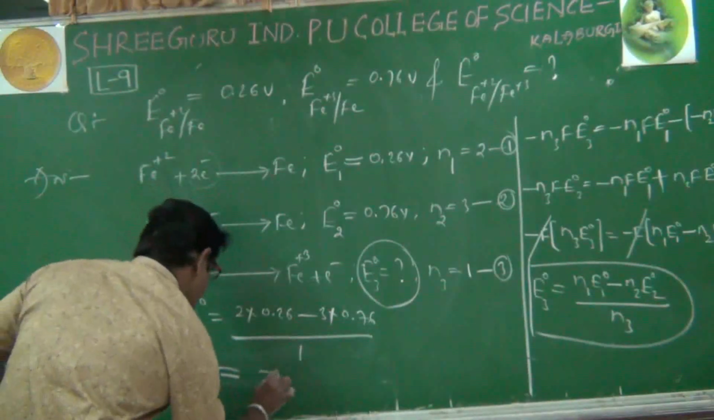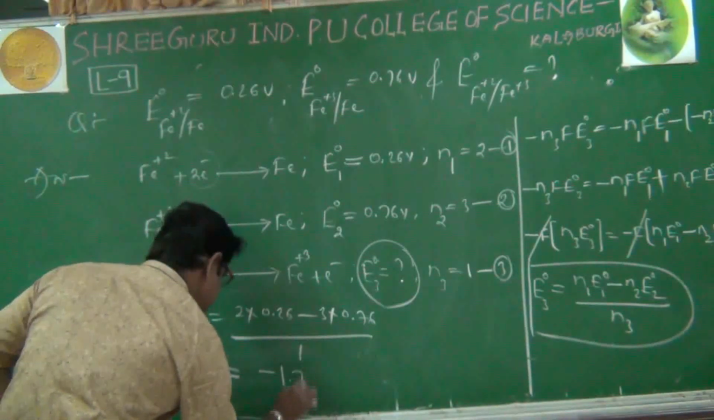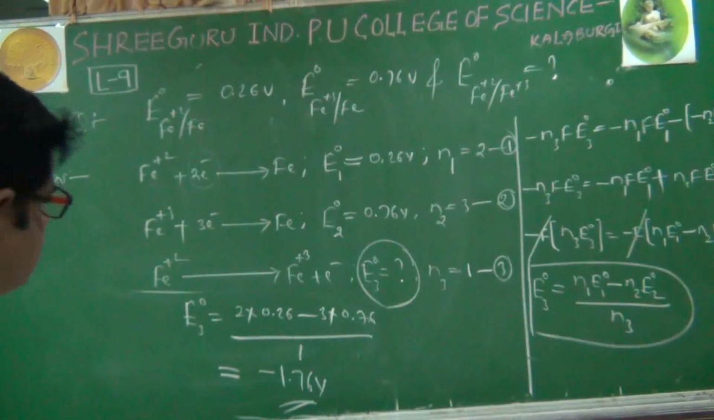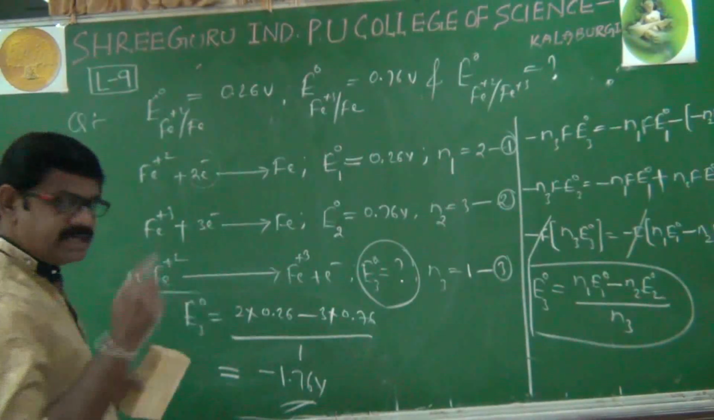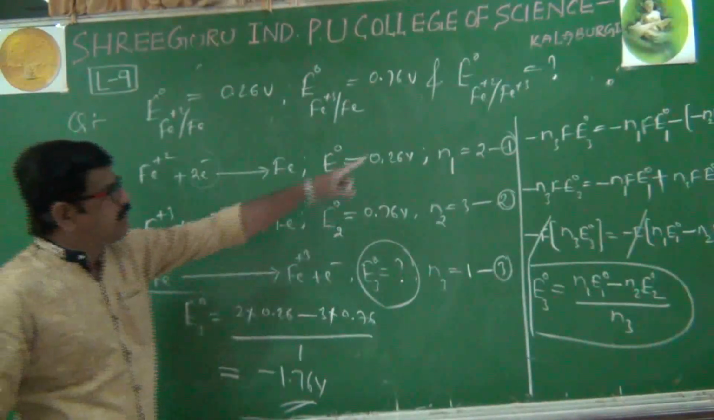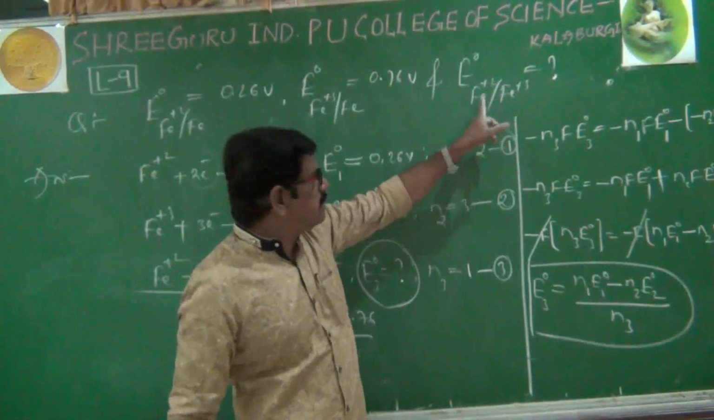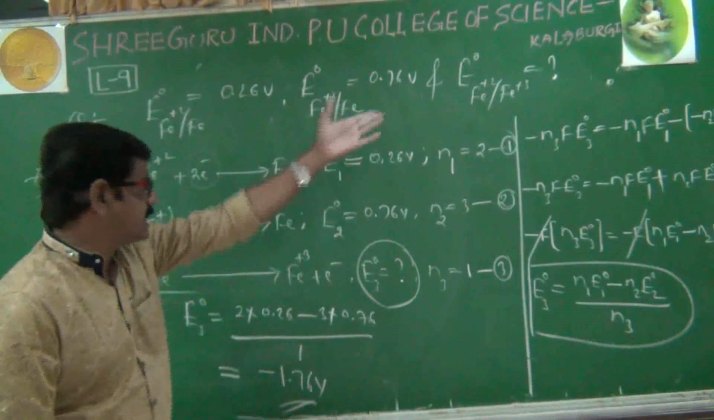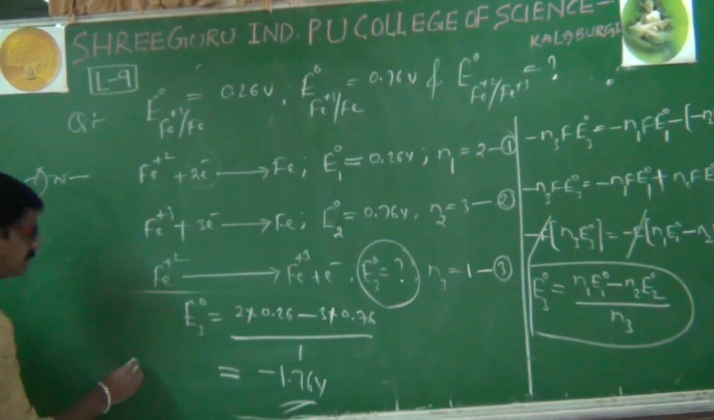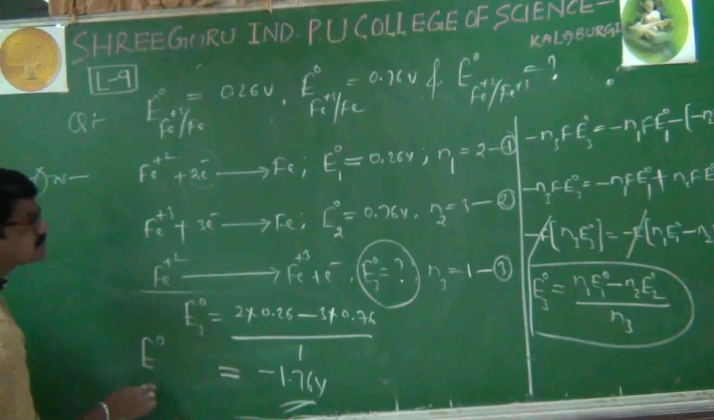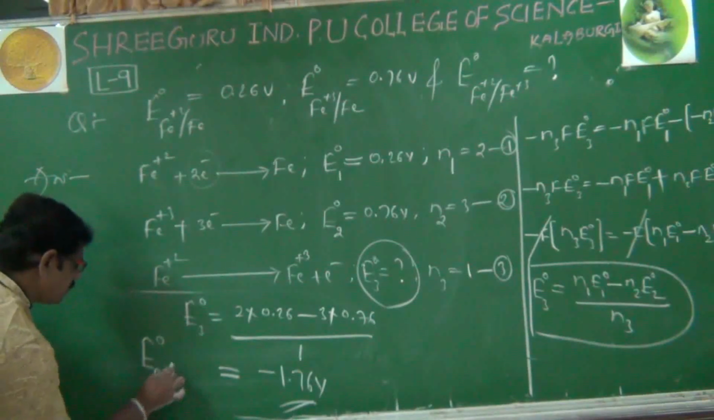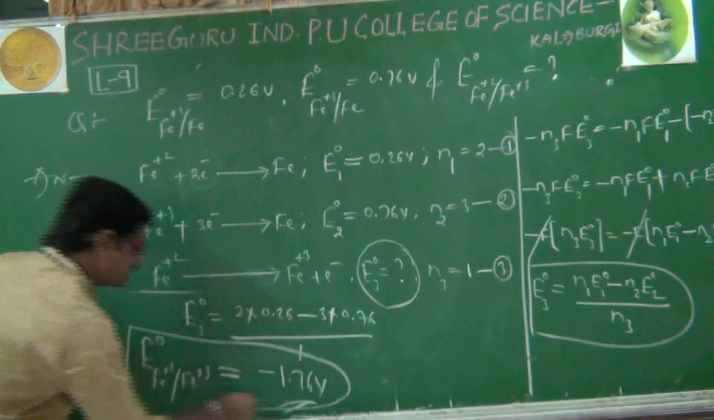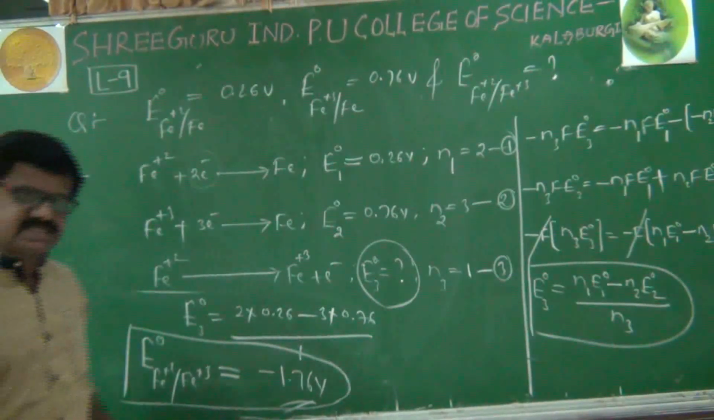minus 1.76 volts. You will get that as your final answer. 1.76 volts means the oxidation potential of Fe plus 2 value is this much, or we will write the symbol here: E naught Fe plus 2 oblique Fe plus 3 value is minus 1.76 volts.